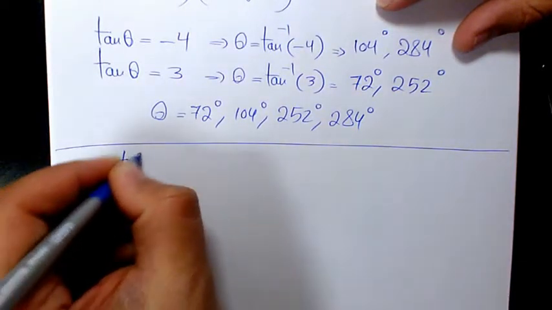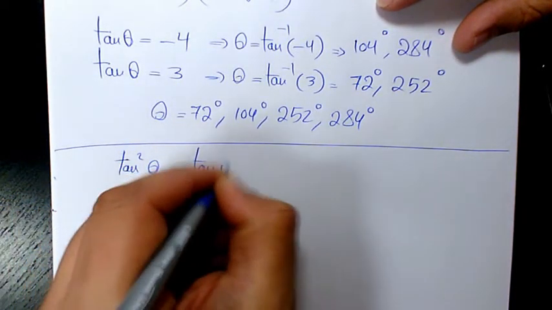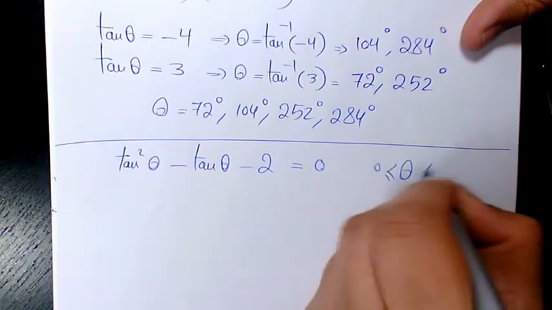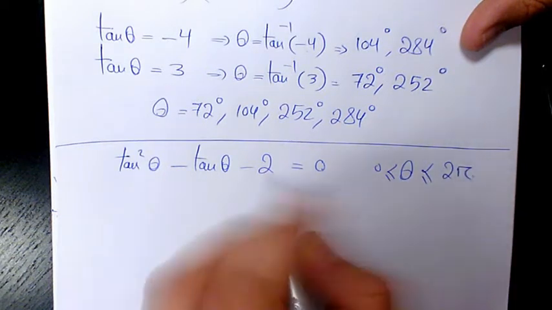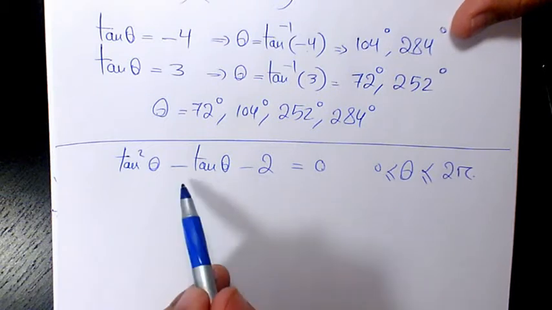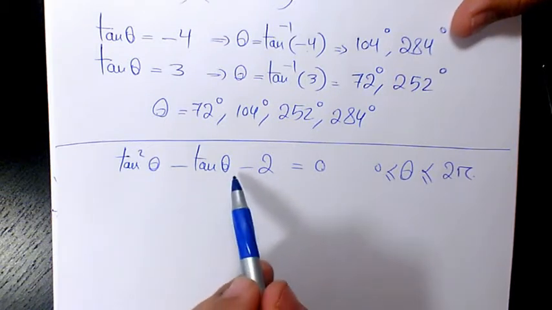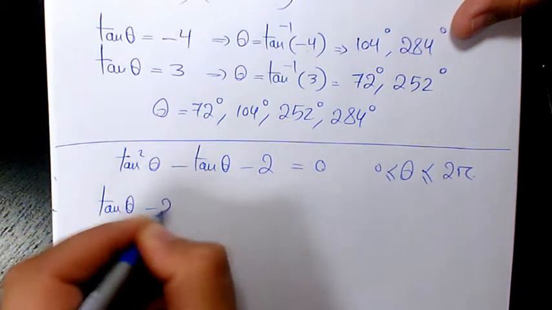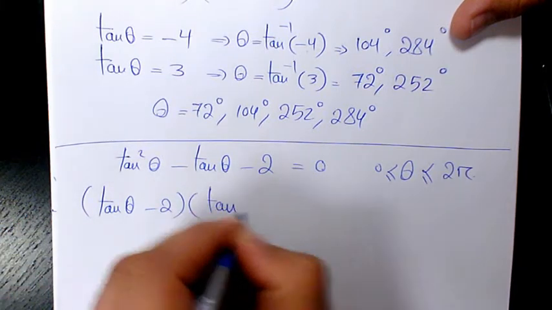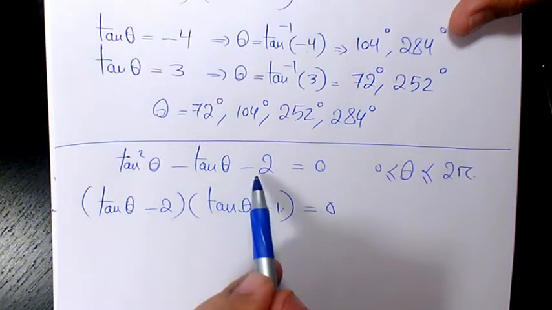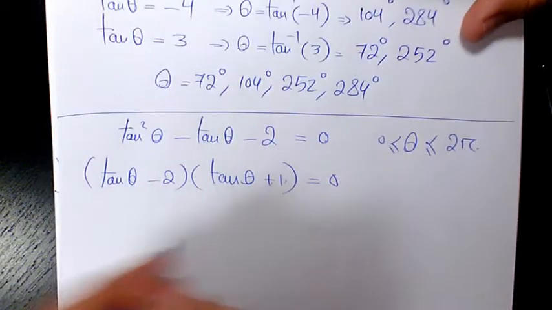Another example, we have tan squared theta minus tan theta minus 2 equals 0. Again, we need to solve it for theta from 0 to 2 pi. Can you factor it? We are looking for two numbers that multiply to negative 2 and add to negative 1. So if we have negative 2 and positive 1, that's going to give me the answer. So tan theta minus 2, tan theta plus 1. As you see here, when I multiply that, it's going to give me negative 2. When I add them, it's going to be negative 1. So we have two answers.